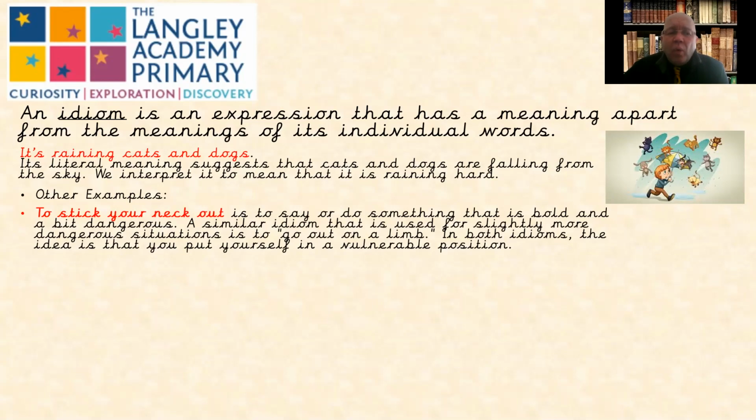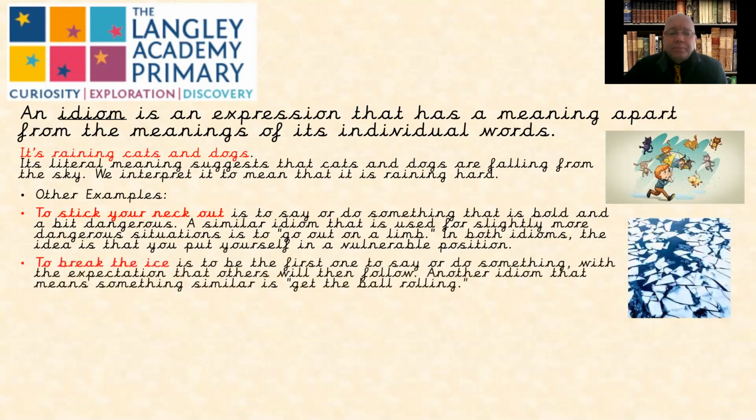Okay? We're not walking around with our heads stuck up in the air because we've stuck our neck out. It's about being brave and stepping into a situation that you're a little bit worried about, a little bit wary of, but you've been brave and stuck your neck out. You've had a go. Okay? And similarly, go out on a limb. It's to go outside your comfort zone and to actually have a go at something that you think is a little bit dangerous.